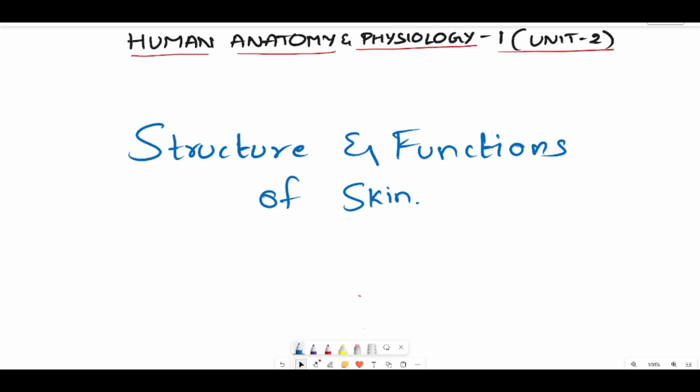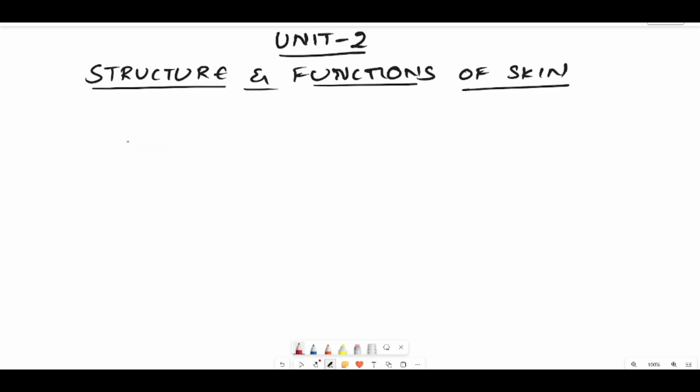So today we will be starting the second unit in Human Anatomy and Physiology 1. In that, the first topic is the structure and functions of the skin. Today I will brief out the basic outline of the structure and functions of the skin, what are the different layers and what are the important points to be remembered under each layer.